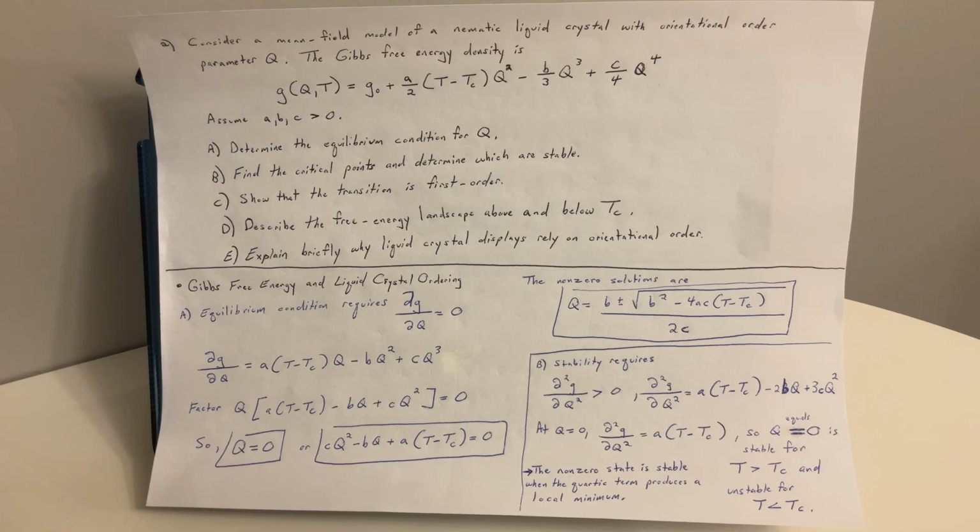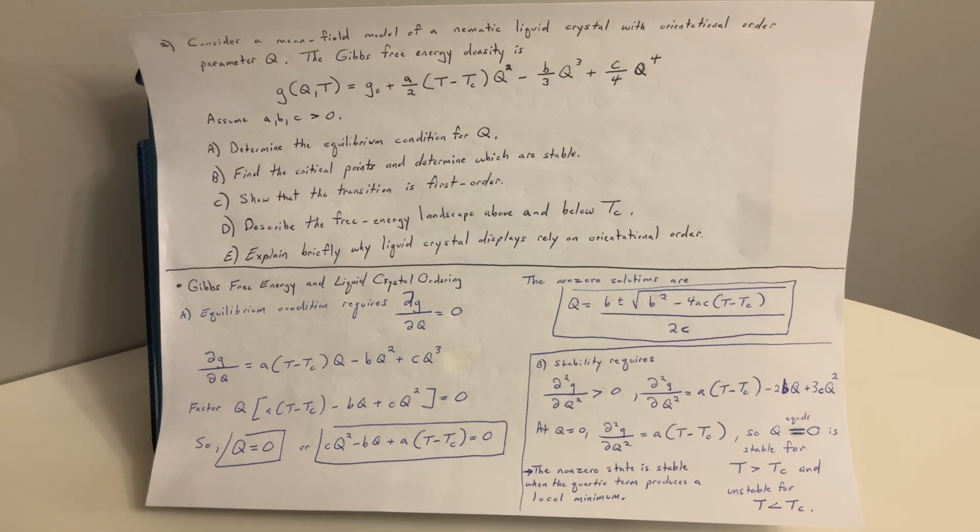We get the Gibbs free energy density is G of Q comma T equals G naught plus A over 2 times the quantity T minus T_C times Q squared minus B over 3 Q cubed plus C over 4 Q to the 4th. We're going to assume A, B, and C are greater than 0.